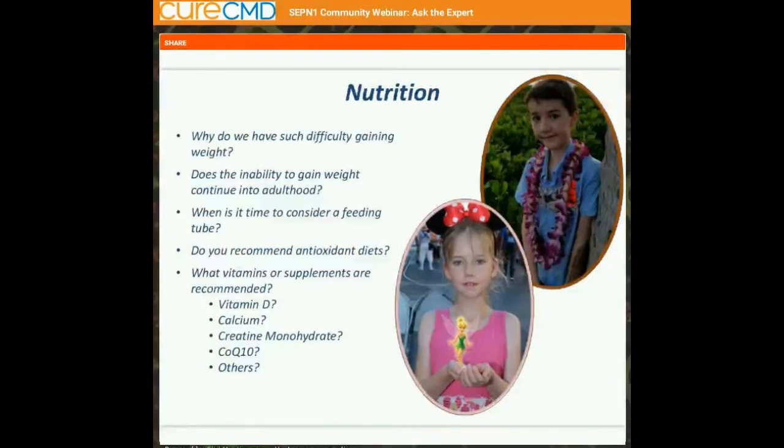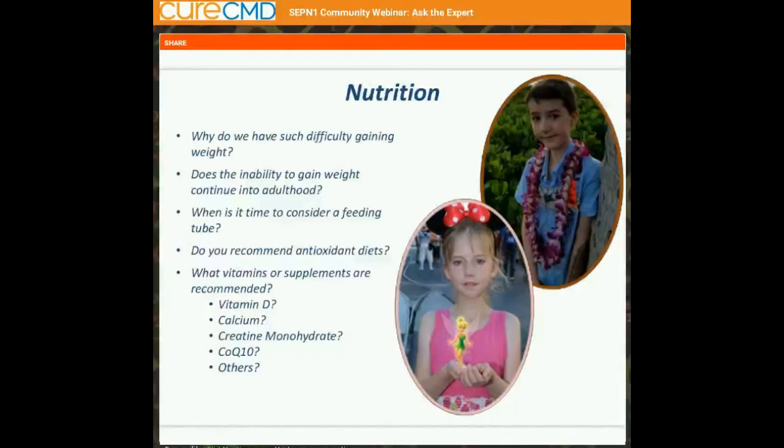I can add that the inability to gain weight continues well into adulthood. For older patients, we see a tendency to gain weight after the age of 50, and it does not necessarily have a positive impact on muscle function. So this leads me to the next question.